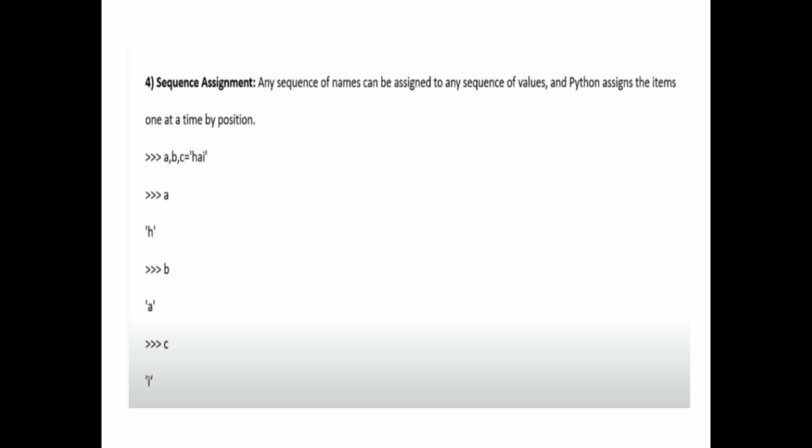Here in the example, if you print a, it displays the output h as the message. If you use b, it displays the output a as the message.